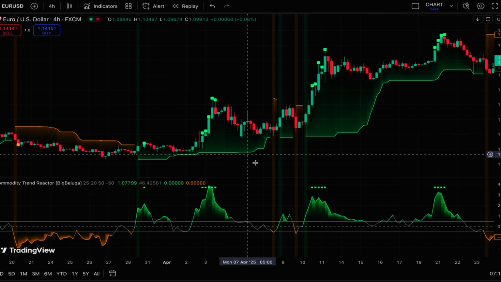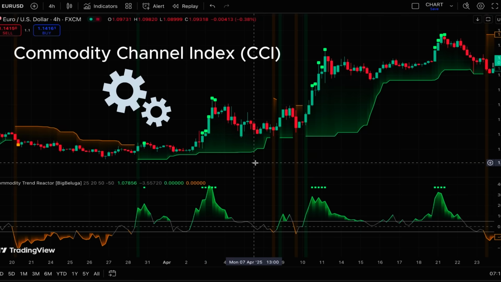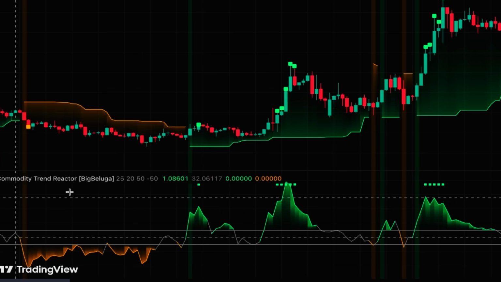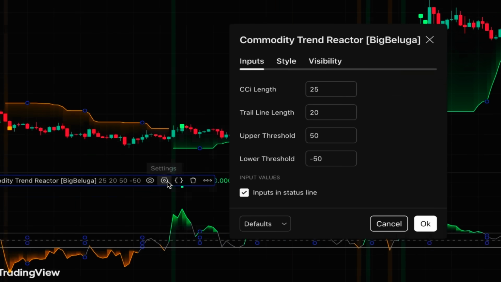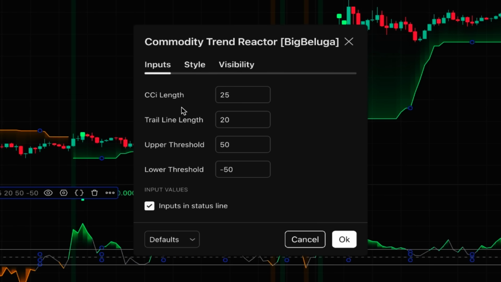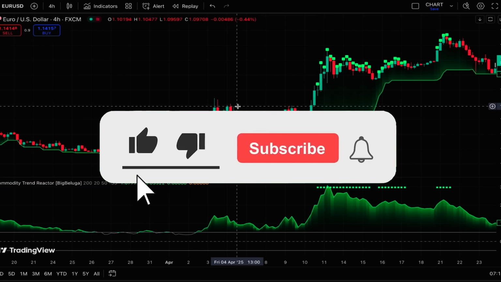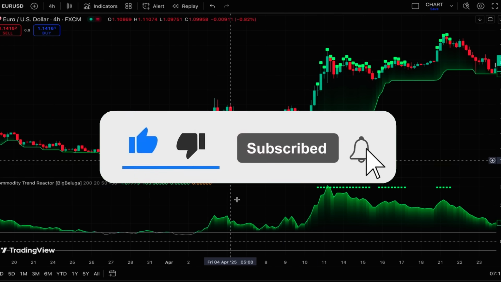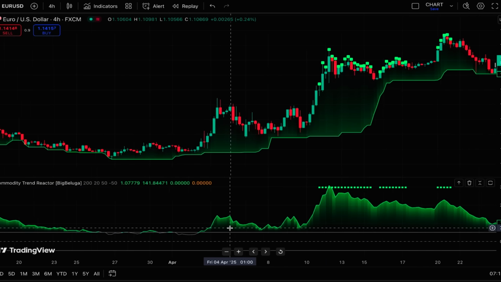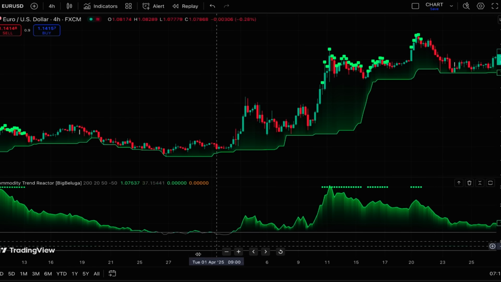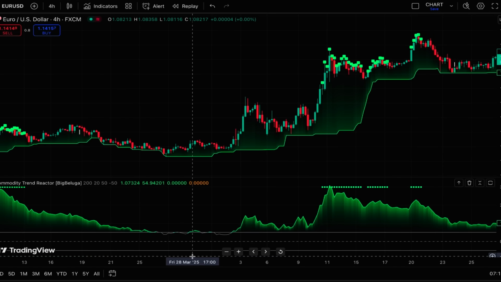Alright, this indicator is built based on the classic CCI, Commodity Channel Index, which is a very popular indicator among traders. First we go to the settings of the indicator to optimize the settings. Here in the inputs tab, for the CCI length, we set it at 200, so the indicator will not be sensitive to short-term fluctuations and will better help us with longer-term trend identification. As you can see, we have a line here that is moving above and below these two lines, which are set at 50 and minus 50.